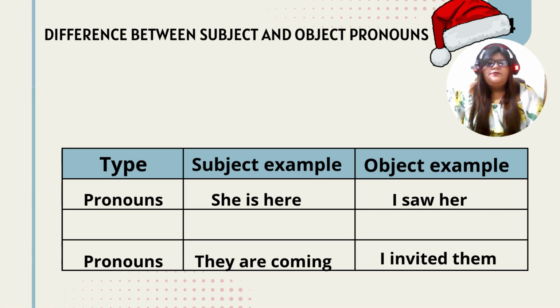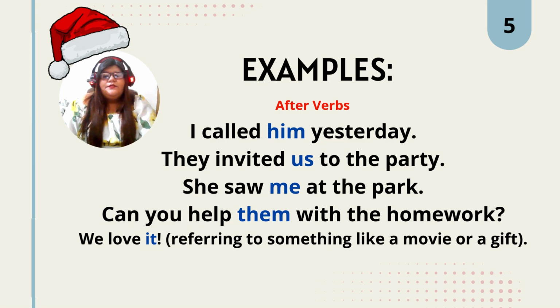So let's see the difference between subject and object pronouns. If you see here, we have the pronoun type, right? Then we have the subject example: she's here. What is the object example? I saw her. What is the object? Her. Then for they, the subject example is they are coming, and the object example is I invited them. What is the object of they? Them, right?